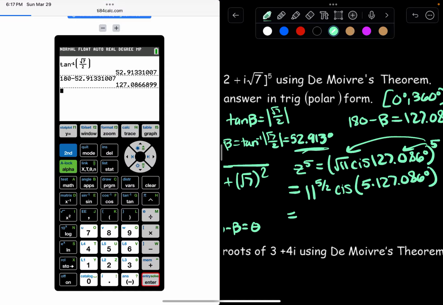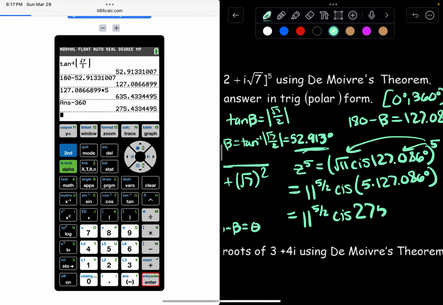And from here, we can just simplify. We don't have to convert back to rectangular, so I'm going to use the shortened CIS version. So I have 11 raised to the 5/2, CIS, and then I'm going to take this angle, multiply it by 5. And again, I copied it from the calculator. I'm not using the 3 decimal approximation. So I end up with 635.433. However, this is out of our domain restriction, so I'm going to subtract 360, and I get 275.433 degrees, and that will be our final answer.